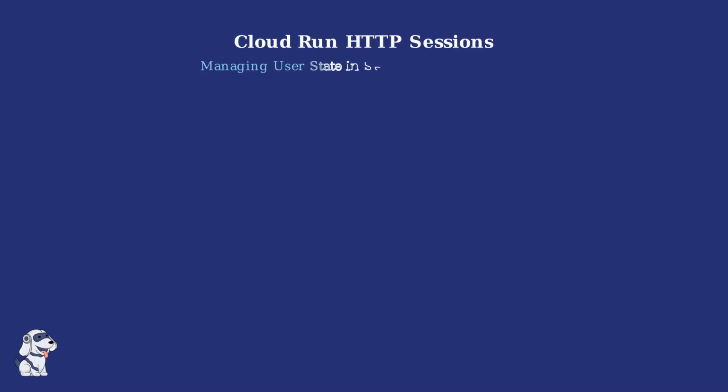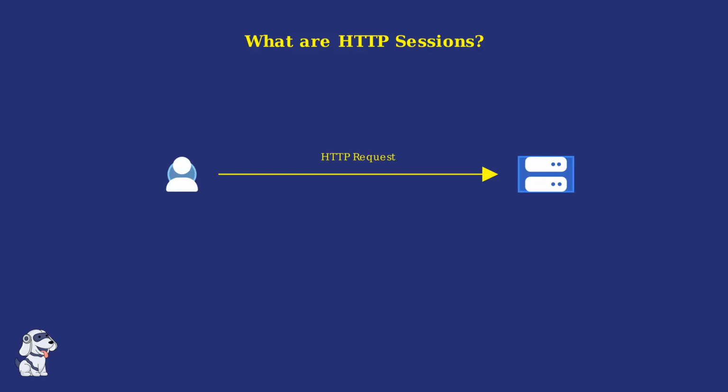Welcome. Today we're diving into HTTP sessions and private network connectivity in Cloud Run. This is an essential topic for building robust web applications in Google Cloud's serverless environment. HTTP sessions allow web applications to remember information about users across multiple requests. Think of it like a conversation. Each HTTP request is independent, but sessions help maintain context between them.